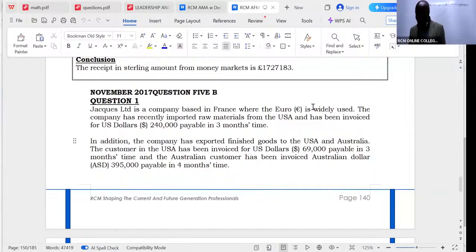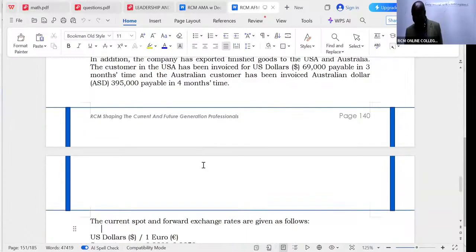The company has recently imported raw materials from the USA and has been invoiced for US dollars $240,000 payable in 3 months' time. In addition, the company has exported finished goods to the USA and Australia. The customer in the USA has been invoiced for US dollars 69,000 payable in 3 months' time. And the Australian customer has been invoiced Australian dollars 395,000 payable in 4 months' time.